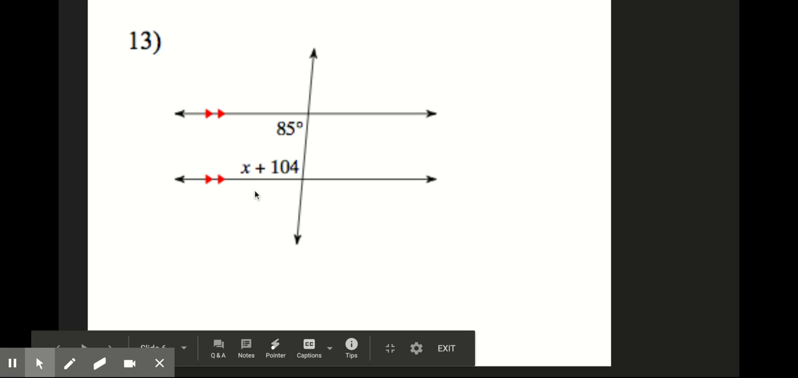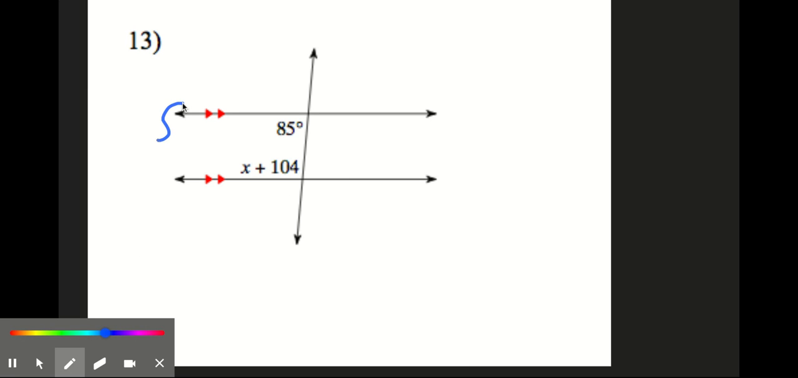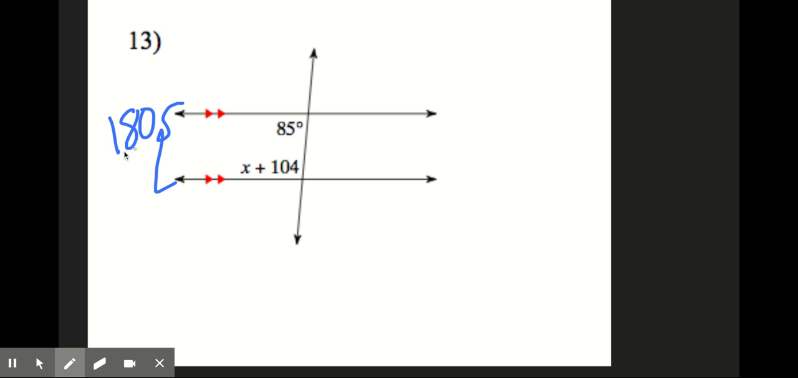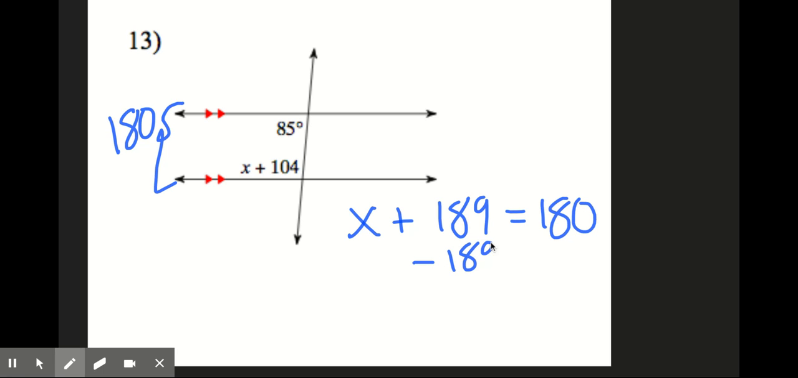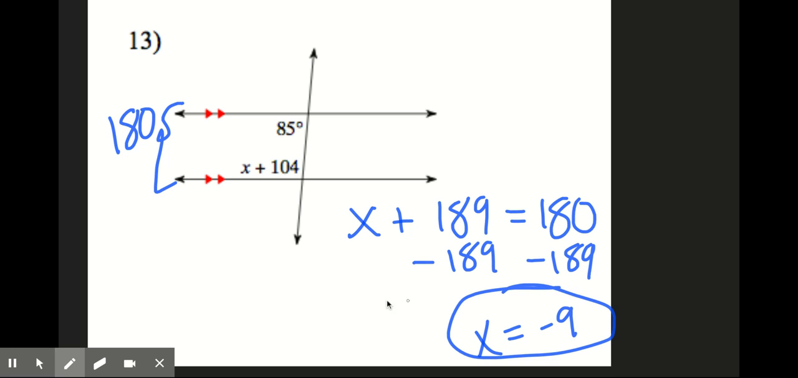All right, back to one of these problems. Hopefully we immediately right away we can be like, oh, consecutive interior. Is that part of you getting the points? No. Are you going to be able to solve unless you can recognize that? Yeah, also no. So these need to add up to 180. So x plus, what's this going to be? 189 equals 180. Subtract 189 from both sides. There we go.